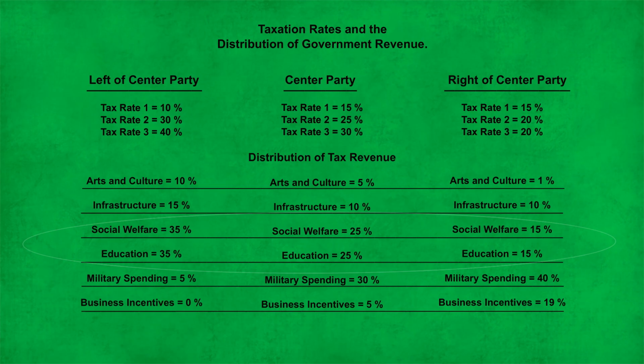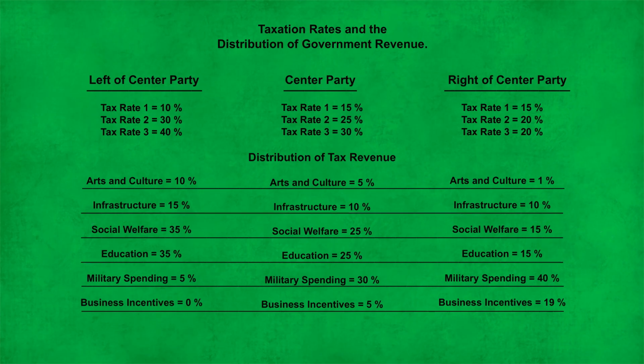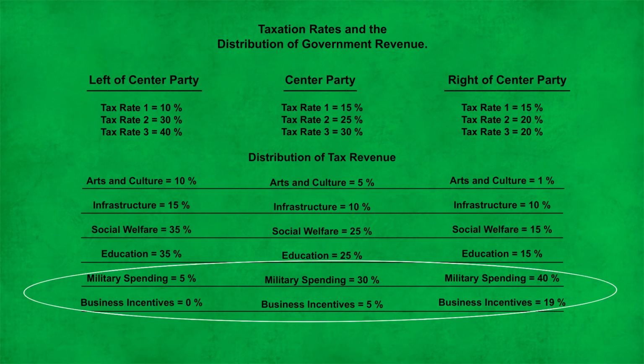The most obvious difference is in the distribution of revenue to the social welfare and education institutions, and in particular, the changing level of funding for public and private institutions, as we'll see in a moment. There's also a significant difference in the amount of funding directed to the military by each party, and funding used to incentivise business enterprise.